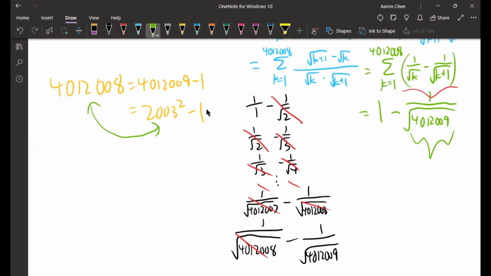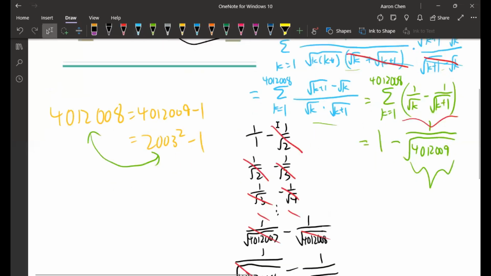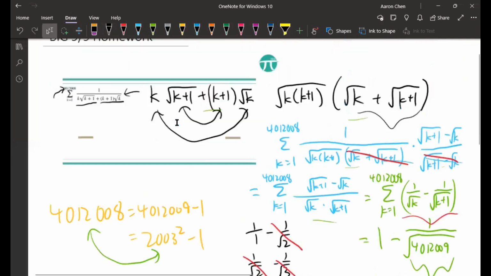But had you not, which is very likely, you would have just had to solve it like this, step by step. And of course, the final answer is 1 minus 1 over 2003, which is 2002 over 2003. And so that is the answer to this question.